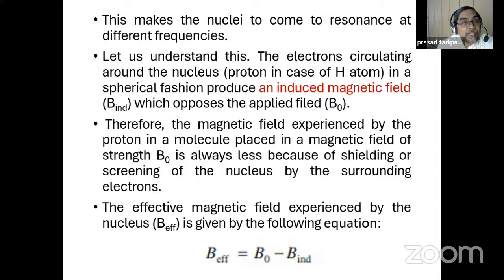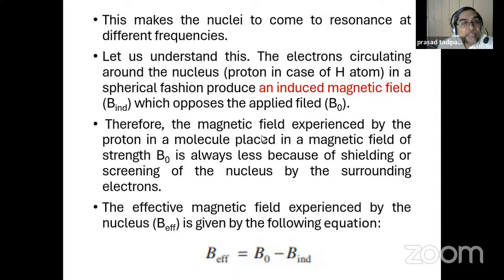So consider electrons circulating around the nucleus. The nucleus here is a proton. In the hydrogen atom, you have one electron, which is usually spherical in shape, and it produces an induced magnetic field, B_ind, which opposes the applied field B0. So this is the applied field and this is the induced magnetic field. Always this will oppose the applied magnetic field.